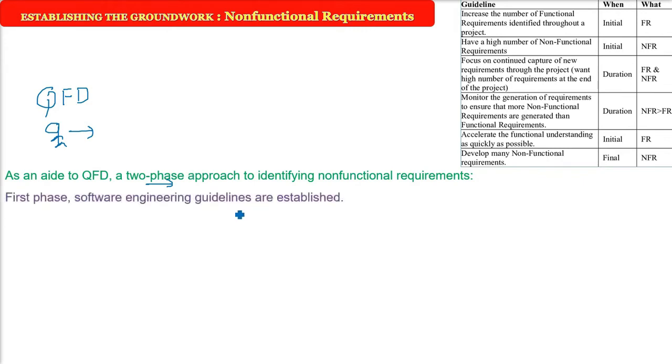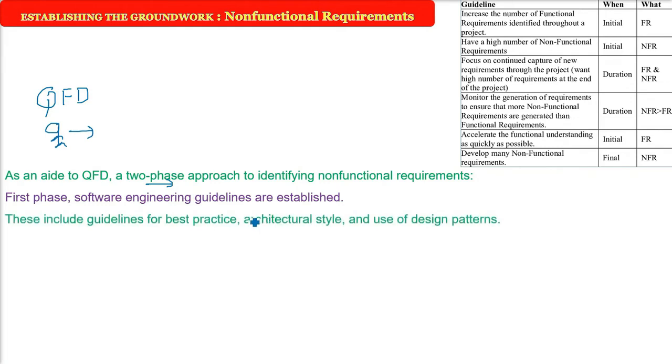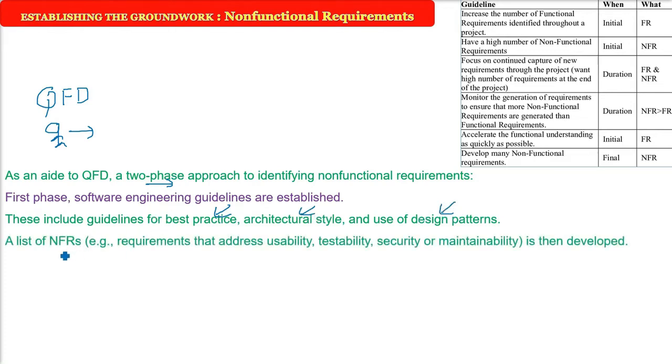In the first phase of this two-phase approach, we first establish the guidelines. These are the software engineering guidelines we'll use. What are the practices you're going to use? What will be the architecture style? What is the design pattern? Then we'll list the NFRs. That is, how much usability you want, what about testability, do you want security or not, what about maintainability, reliability, availability. These can be the NFRs. So there will be a list of guidelines and a list of NFRs.